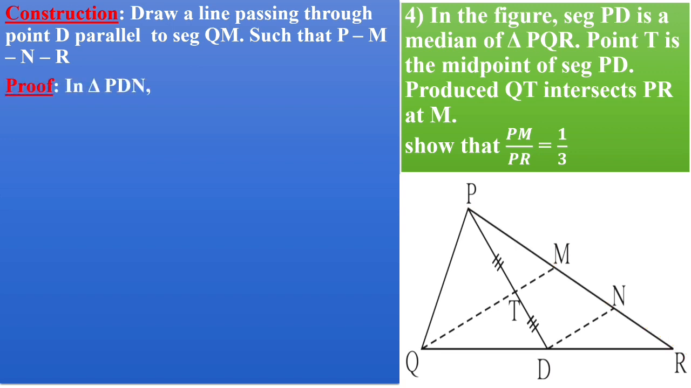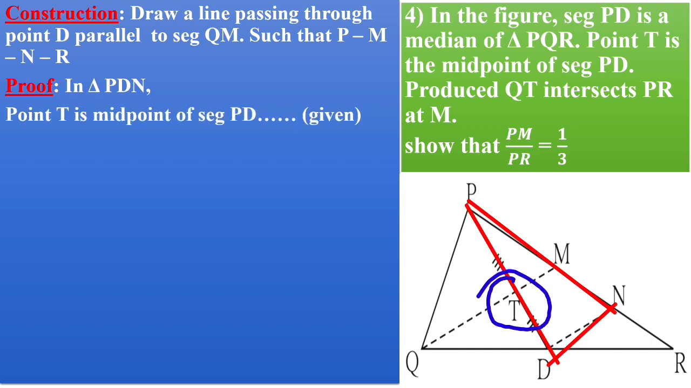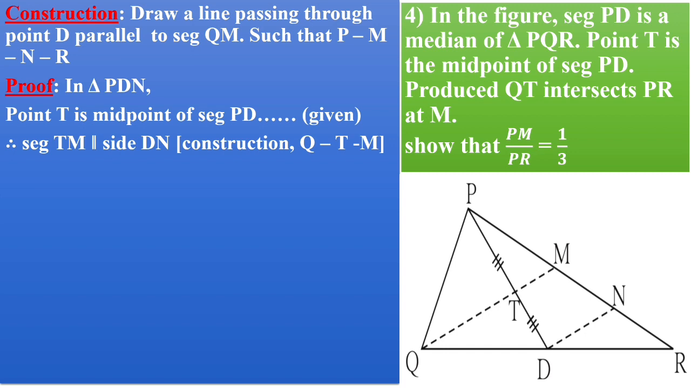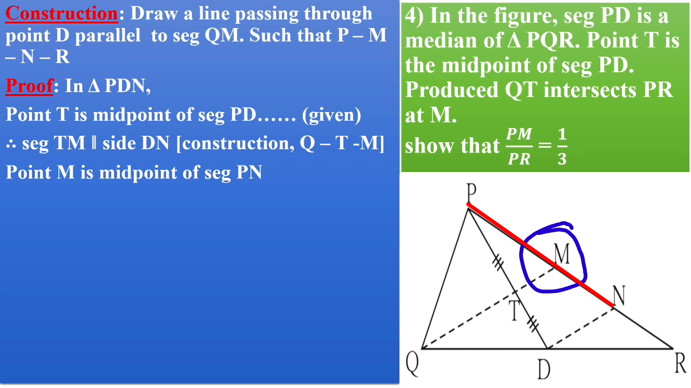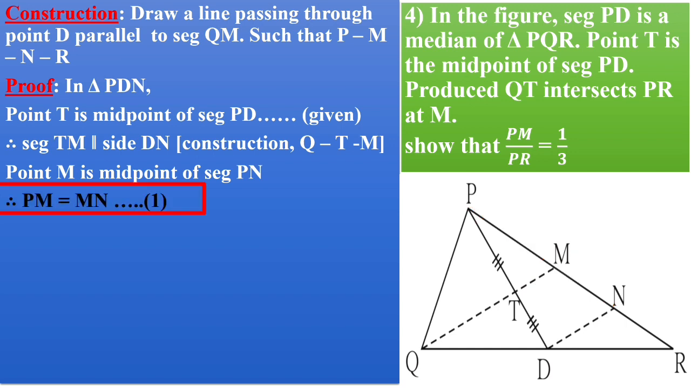Proof. First of all, we will take the triangle PDN. In PDN, point T is the midpoint of PD, that is given information. So segment TM is parallel to segment DN. Point M is the midpoint of segment PN. So here we can say PM is equal to MN, with equation number 1.